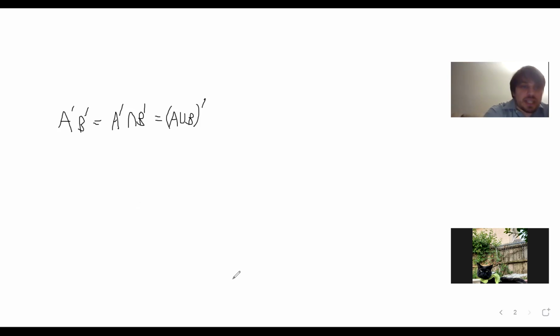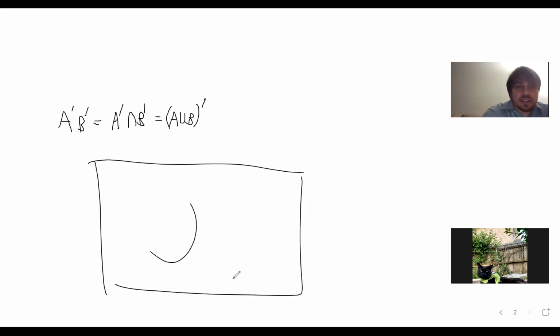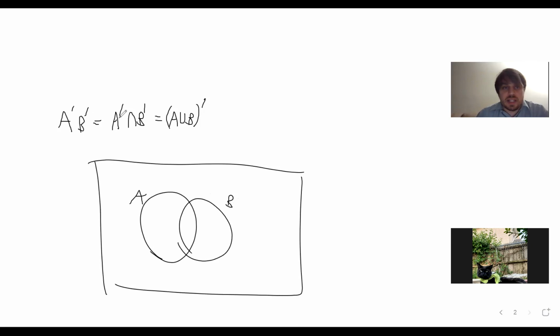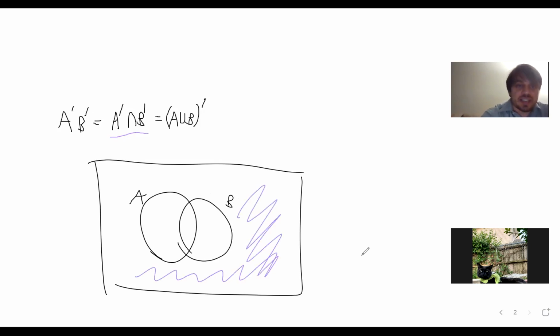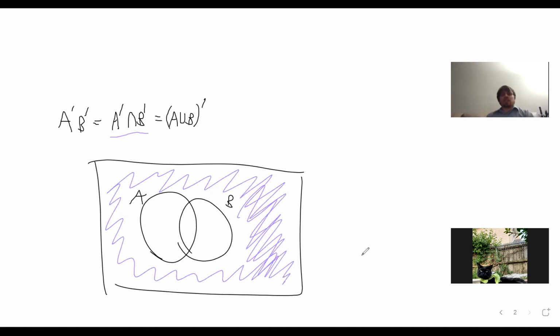So it's saying that if this was set A and this was set B, then the set A prime intersection B prime are the things that are not in A and not in B. The things that are not in A and not in B is what's outside of both circles. So this region is A prime intersection B prime. But this is also the complement of A union B, right? So A prime intersection B prime is A union B prime. Okay, so we have that.